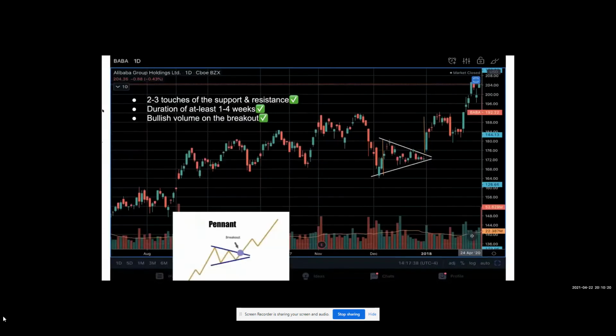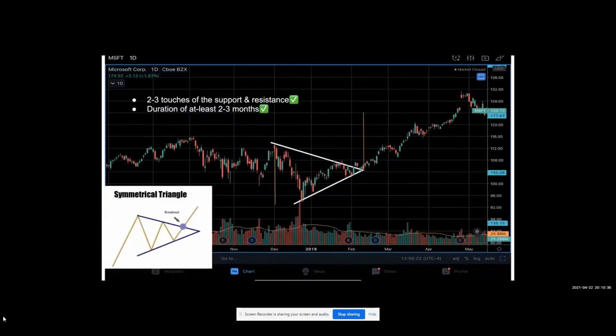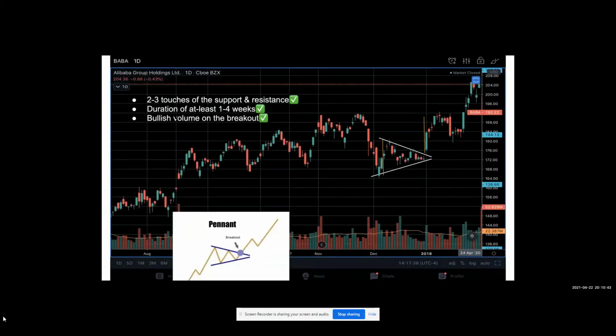Yep, symmetrical triangle. All right. So pennant. The difference between the symmetrical triangle and the pennant is the duration of 1 to 4 weeks rather than the symmetrical triangle. Come on now. Stop acting up, Zoom. So the symmetrical triangle is 2 to 3 months, and this one is 1 to 4 weeks, right? So it has 2 to 3 touches of support resistance, right? And then a duration of at least 1 to 4 weeks.